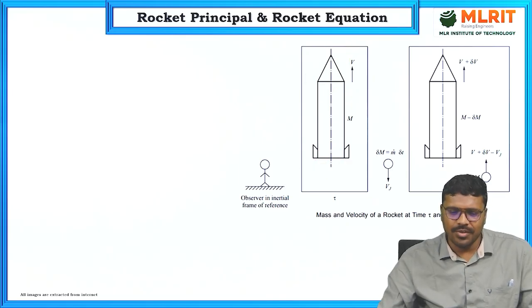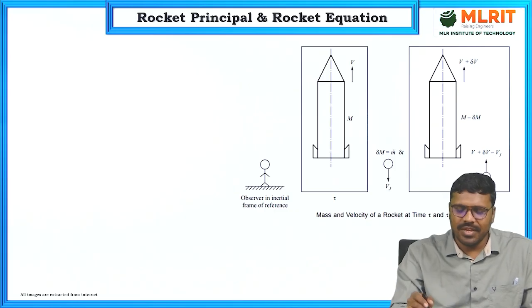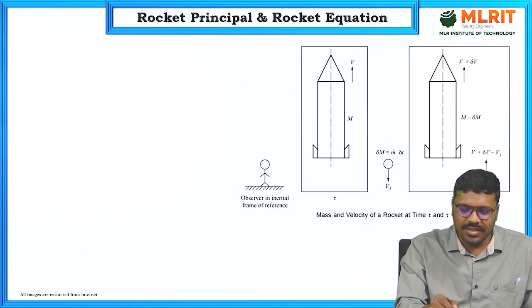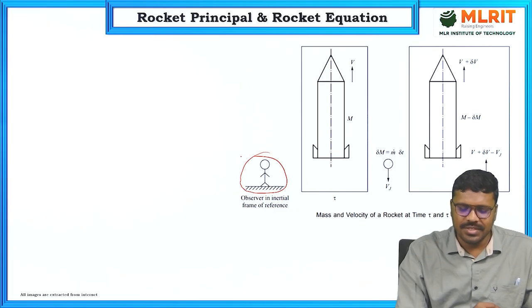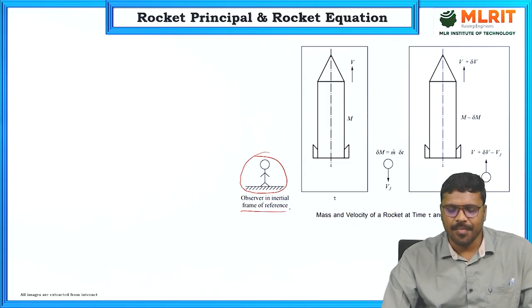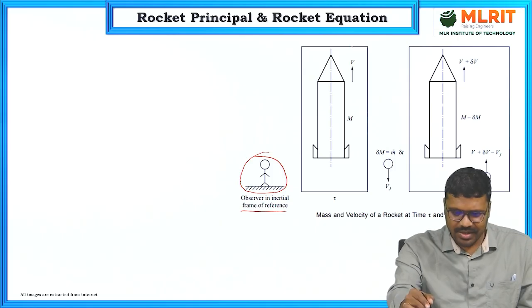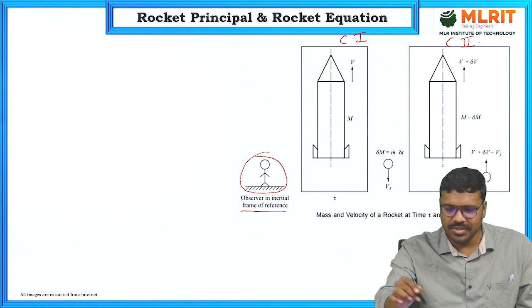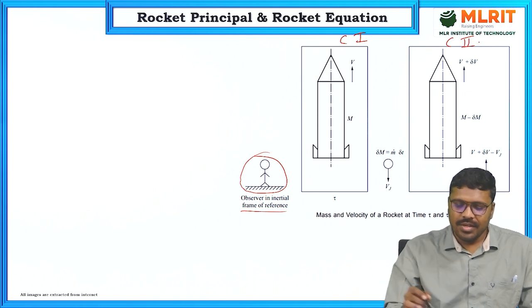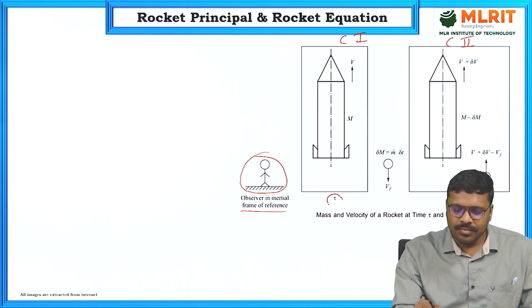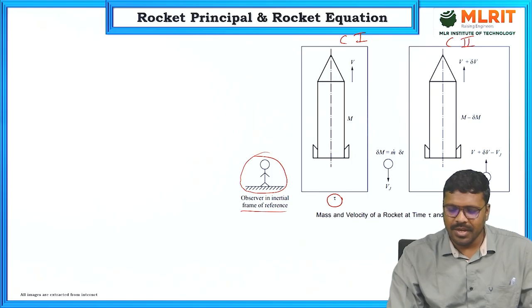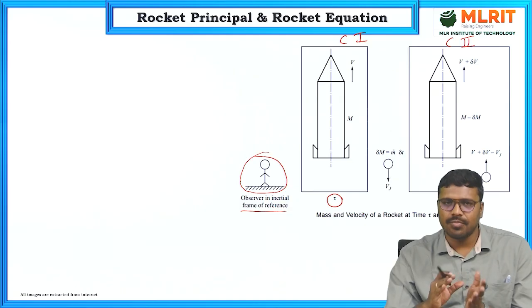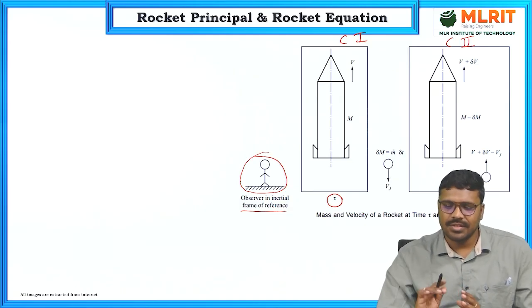So now we are going to find the equation. Suppose you see the diagram here, there is a person, a stationary observer, who is in the inertial frame of reference. This is case 1, and this is case 2, that means the second case. Case 1 is at time t, and case 2 is at time t plus delta t. After a small duration of delta t, this is the position of the rocket.